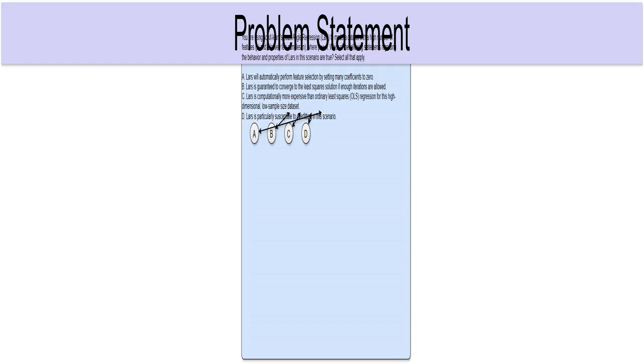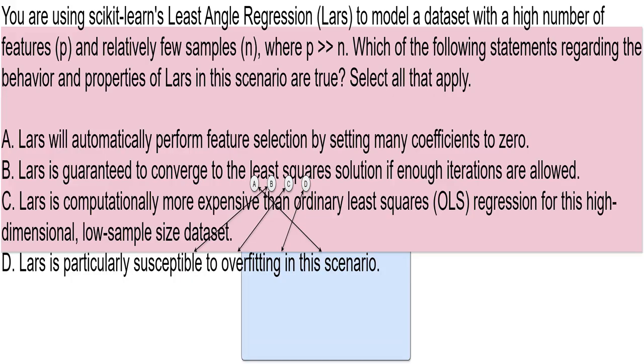We're investigating how LARS behaves when features significantly outnumber data samples. This is an important context to consider because LARS's performance can change depending on these data characteristics. I'm using scikit-learn, a popular Python library, and applying LARS. The core issue is that the number of features, p, is far greater than the number of data samples, n. We must evaluate the effects of this imbalance on LARS's behavior to understand what conclusions we can draw from it.